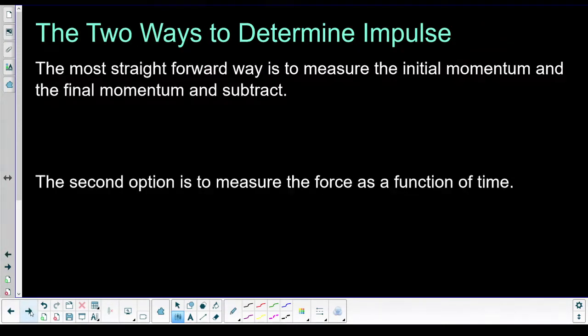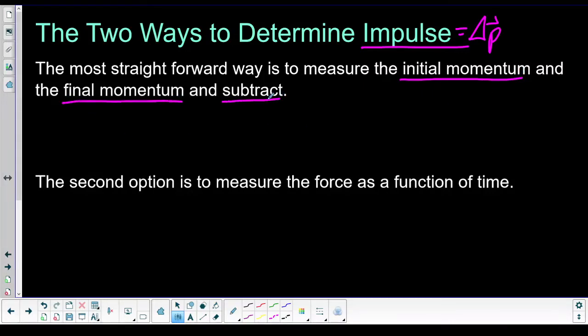Okay, so there's going to be two different ways for us to try and determine the change in momentum. Again, impulse is the fancy physics word for the change in momentum. Remember, momentum is also a vector and it's also p for some reason. So the most straightforward way to measure momentum or a change in momentum is to find the initial momentum and the final momentum and then subtract, right? Change in momentum equals momentum final minus momentum initial.